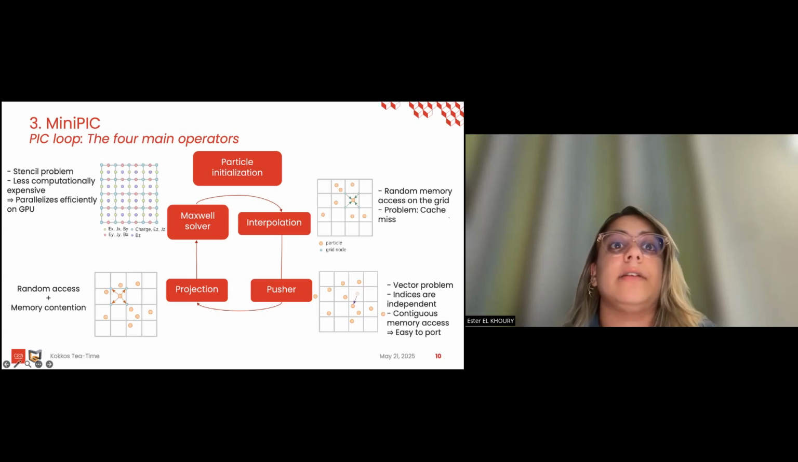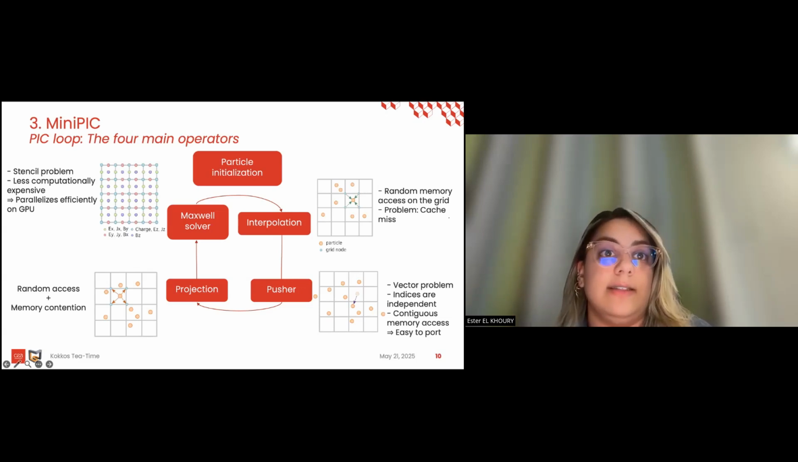The third operator is the projection. As particles move, they generate electric currents. These currents are calculated per particle and projected onto the field grids to update current densities. This operator is the most important in the loop because it handles atomic operations. That's why before implementing the final version of this operator, we did a preliminary study on different atomic reduction functions on GPUs to know which one is better to use.